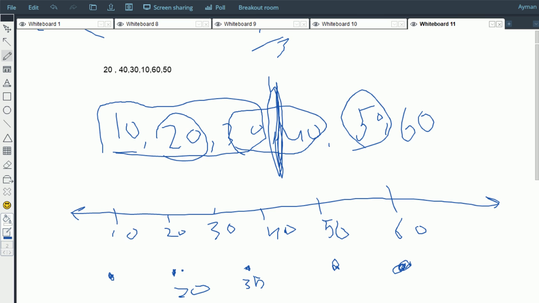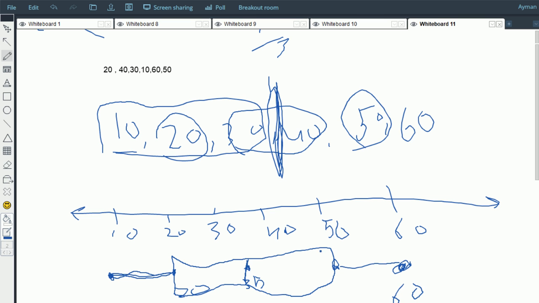So easy. Then we will draw a box here, like that. And this is the median. And these are the whiskers, which are represented by lines here. Then the upper extreme, 60.